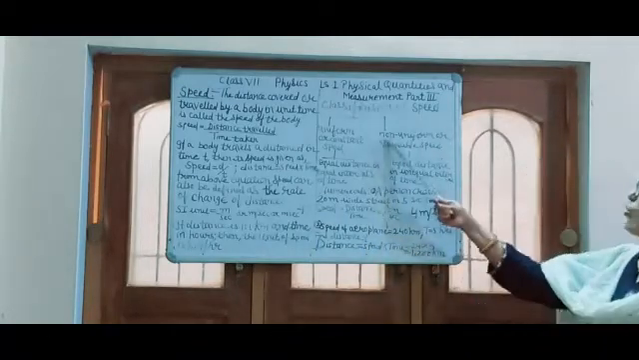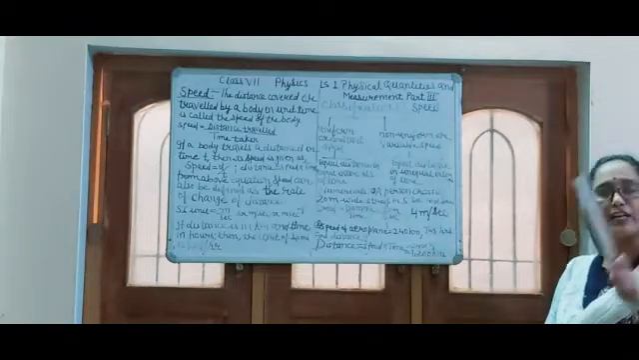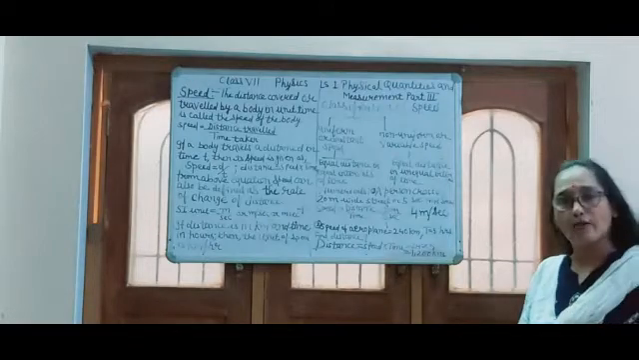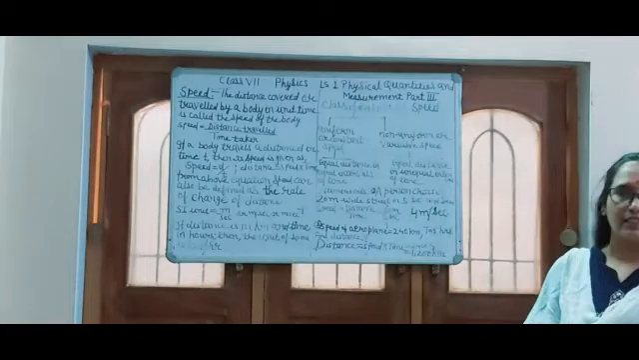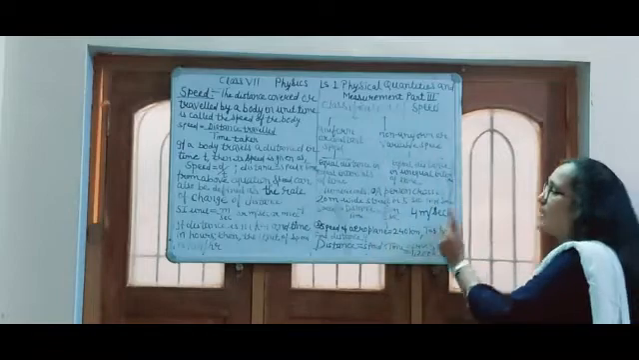Now what is non-uniform or variable speed? When a body covers equal distance in unequal intervals of time, or when a body covers unequal distance in equal intervals of time, it is called non-uniform or variable speed.